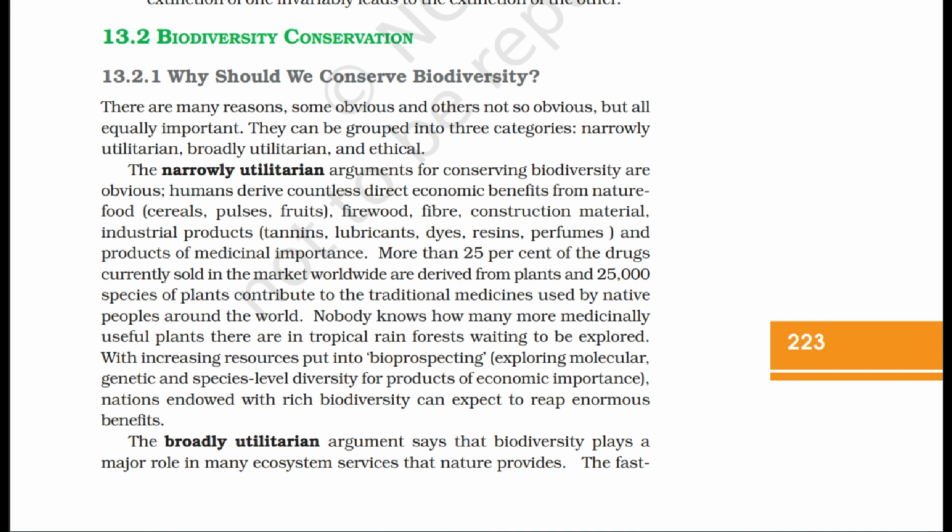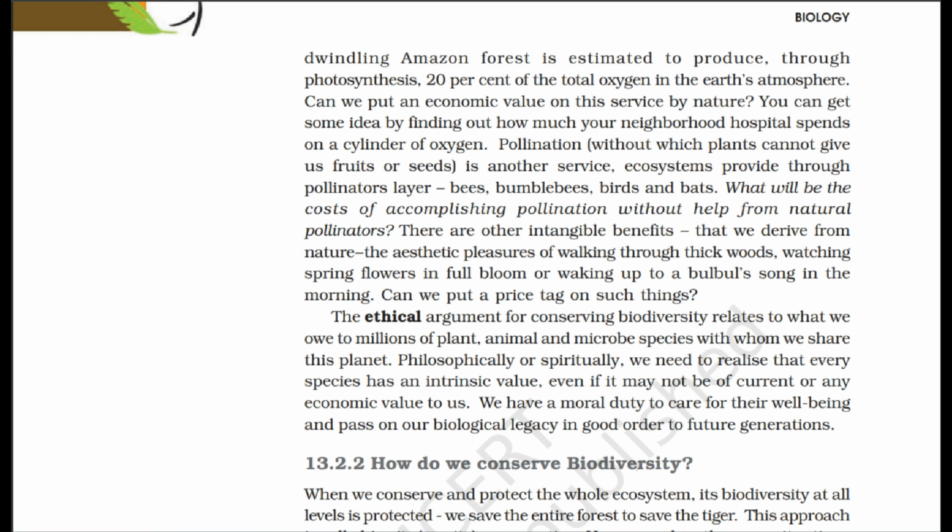The broadly utilitarian argument says that biodiversity plays a major role in many ecosystem services that nature provides. The fast-dwindling Amazon forest is estimated to produce, through photosynthesis, 20% of the total oxygen in the Earth's atmosphere. Can we put an economic value on this service by nature? You can get some idea by finding out how much your neighborhood hospital spends on a cylinder of oxygen.